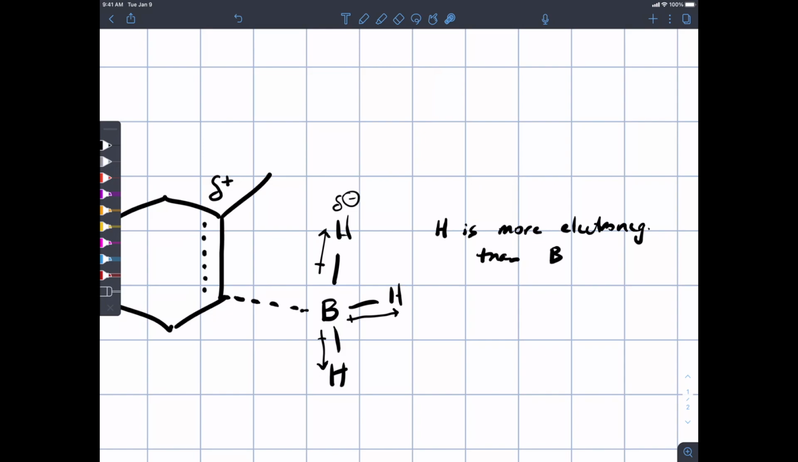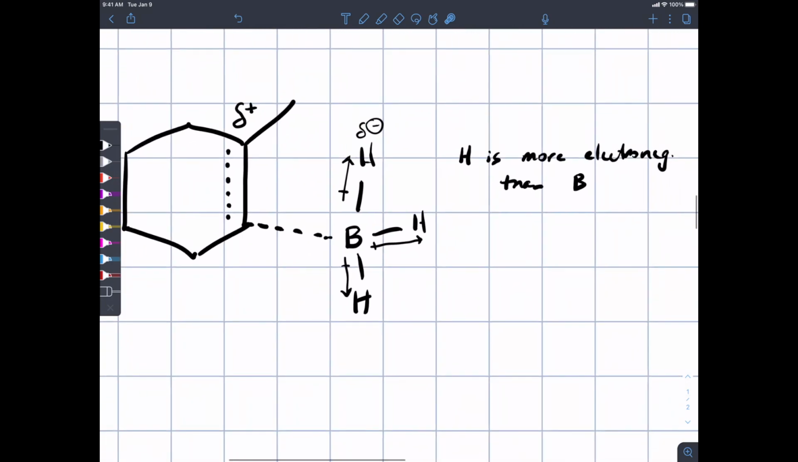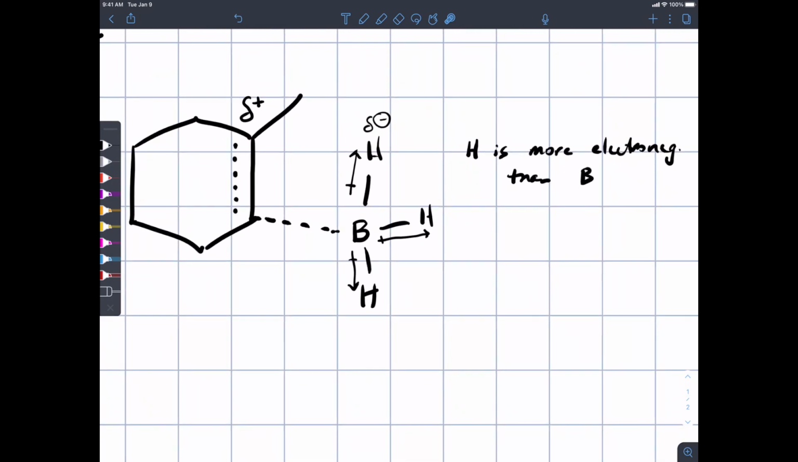Okay, so as the reaction begins to occur and negative charge starts to build up on the hydrogen here, that hydrogen, as being negatively charged, starts to be attracted to the growing partial positive charge on carbon. And that leads in the transition state to weakening of the boron-hydrogen bond and formation of the carbon-hydrogen bond.